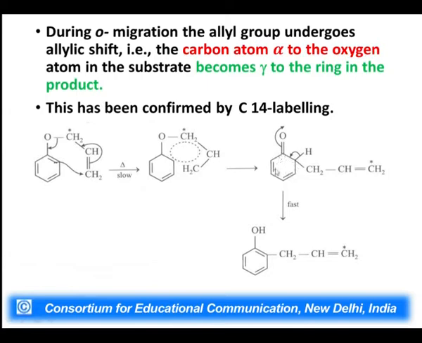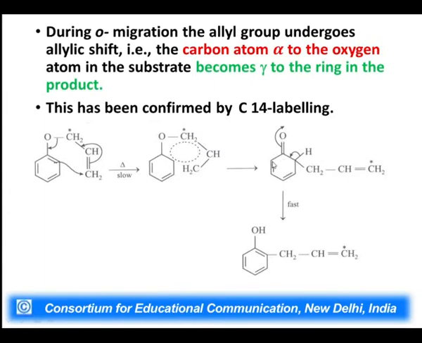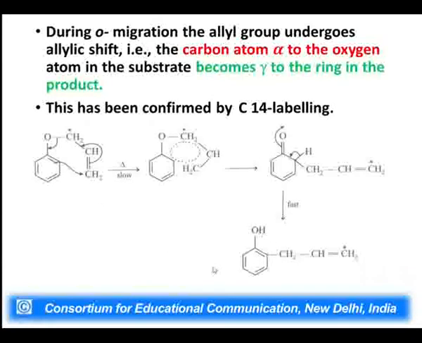And what we get here is a cyclohexadienone. When we get the cyclohexadienone, the next step is the fast step, because this keto form changes into the enolic form, which is the phenolic form, which is more stable. So this reaction is an intramolecular rearrangement, and if we look into the ortho mechanism, we find that along with the reaction taking place at the ortho position, an allylic shift, an allylic rearrangement, is also taking place.